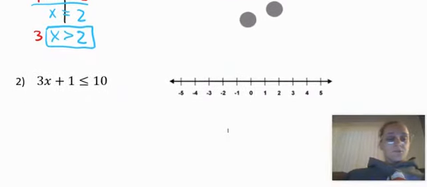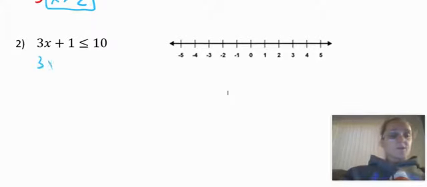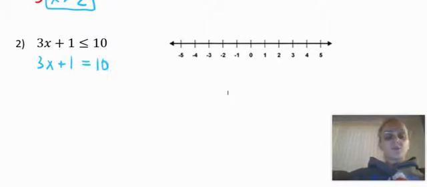All right, let's do number 2. Okay, so we have 3x plus 1 is less than or equal to 10. Same thing as last time. I'm just going to rewrite this with an equal sign. You can keep the inequality, but putting the equal sign just reminds me that I'm just going to solve it like a normal equation.